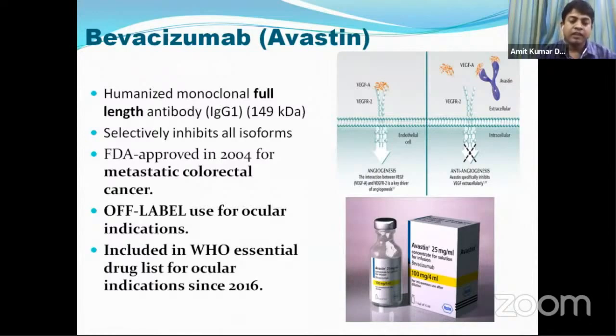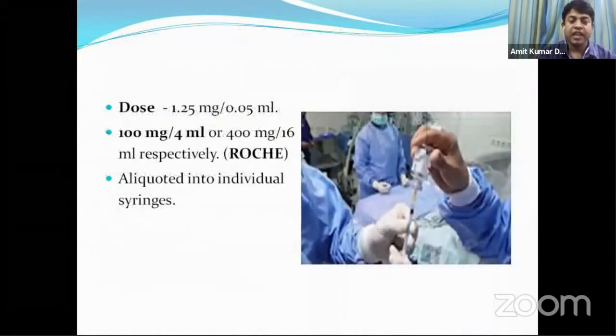It has been included in the WHO essential drug list for ocular indications since 2016, and was also approved by the DCGI in 2016 as an off-label drug for intravitreal injection. The dose is 1.25 milligram, and it comes in a 100 milligram, 4 ml vial from Roche, and it has to be aliquoted into individual syringes prior to injection.